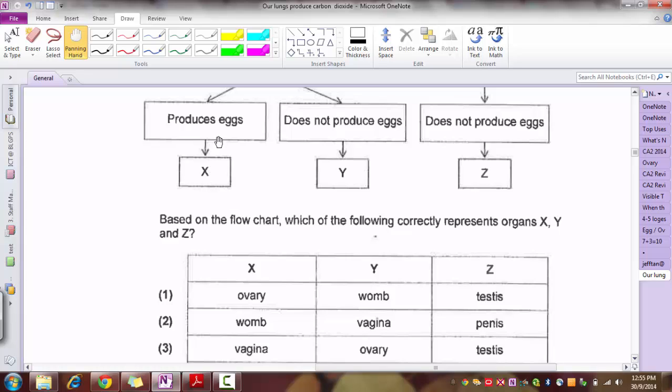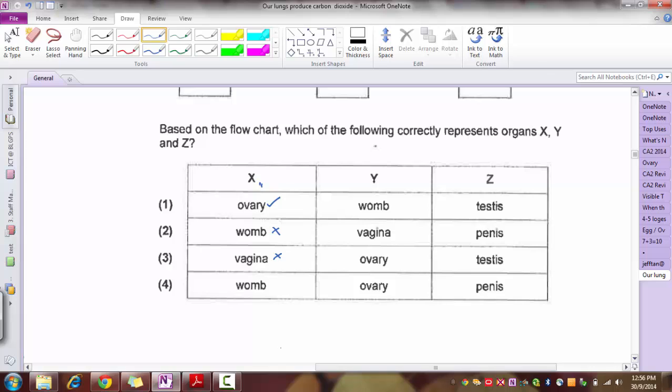X produces eggs. So which part of the female produces eggs? So yes, definitely the one that produces or releases eggs is my ovary. So my vagina is not, my womb is not as well. So based on that, actually your answer is already 1. Okay, but let's just check to make sure we are correct.